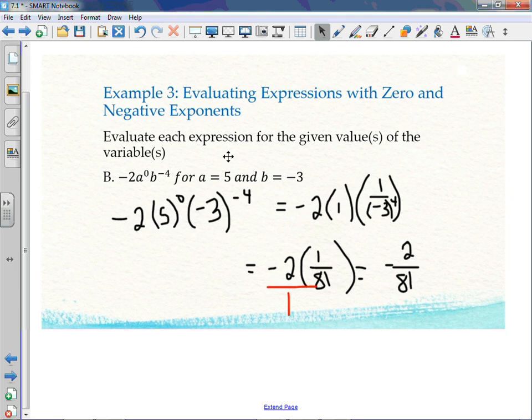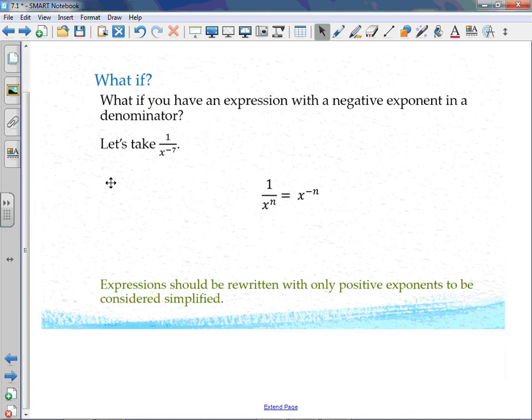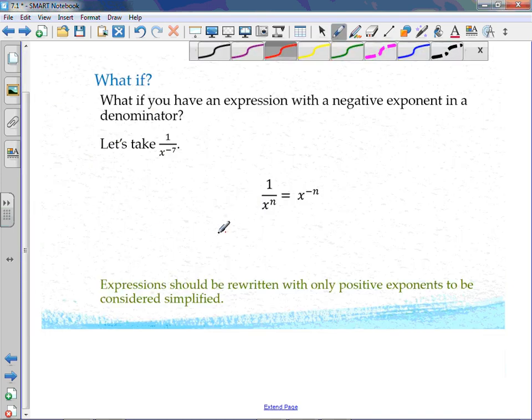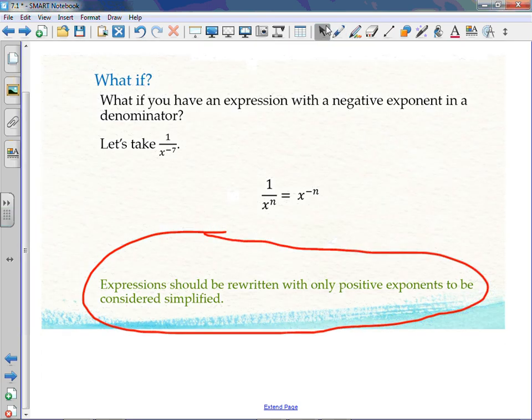Okay, keep going. All right, you actually don't need all of this. I just need you to write down this in whatever shorthand you want to write it in. You have not completely simplified until there are only positive exponents or no exponents at all.